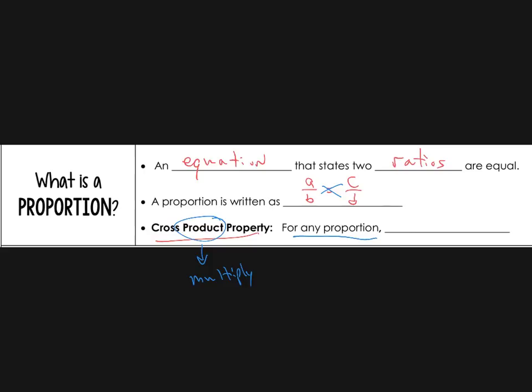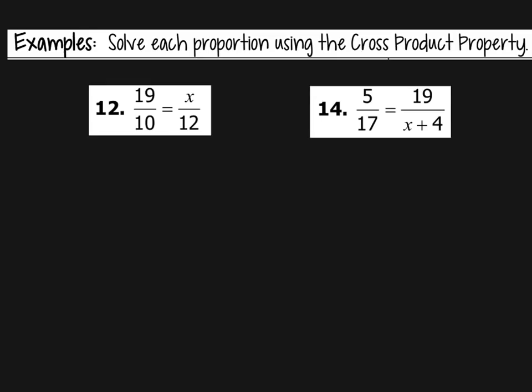So for any proportion, if this is true, then A times D, right? This product is equal to B times C. This product, right? We're going across. Hence the idea, cross product. All we're going to do is set up, you'll solve. We're going to set them up, and you solve them on your own after the video's done.